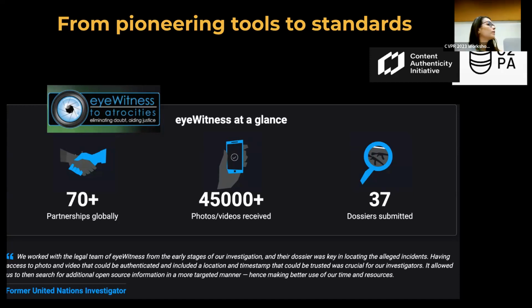I used to work for Eyewitness, which created one of the first tools for authenticating photo and video. As for the status today, we started in 2015 with the production version, but the beta was in research for a few years. In the last 6 years, they have received over 45,000 photos and videos that they have been able to authenticate, and they've submitted 37 dossiers and cases to international justice investigators.